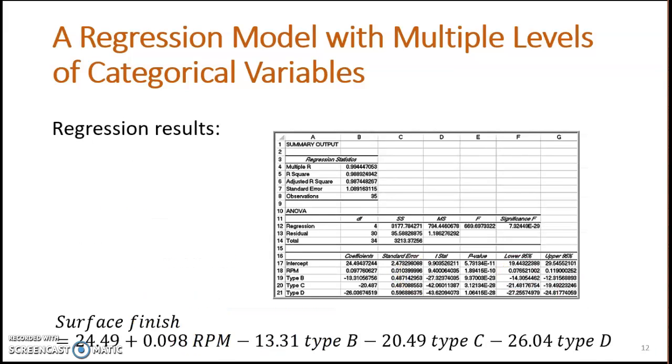When we run the regression, this is our result, and then we can write down our equation. Surface finish equals 24.49 plus 0.098 RPM minus 13.31 of type B minus 20.49 of type C minus 26.04 of type D. So we look at our coefficients and write down our equation.